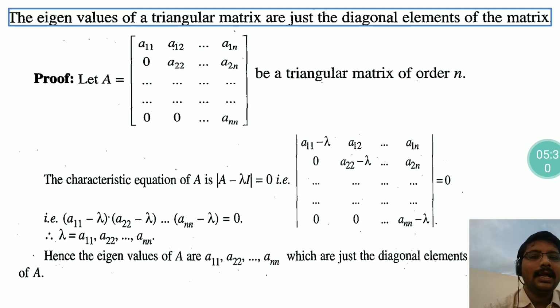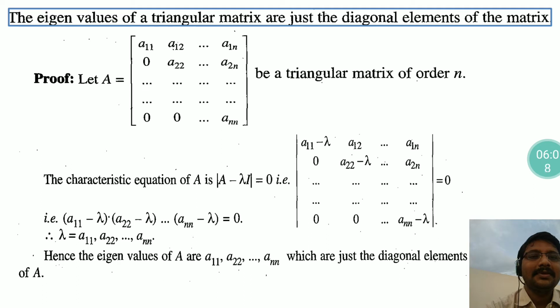We will have several lambda values. a11 minus lambda equated to 0 implies lambda is a11. a22 minus lambda equated to 0 gives lambda is a22, and so on. ann minus lambda equated to 0 gives lambda is ann. So these are the eigenvalues: a11, a22, and so on, ann. But these are the elements of the principal diagonal, which means the eigenvalues of a triangular matrix are just the diagonal elements of the given matrix.